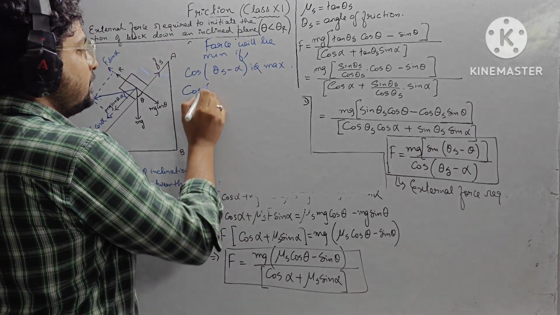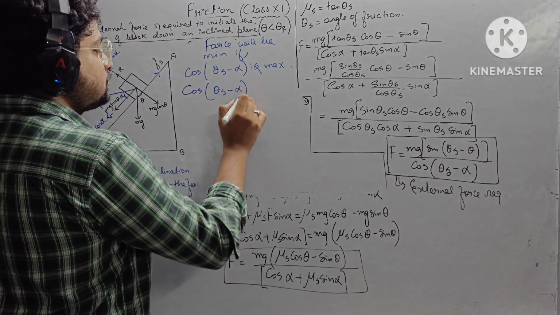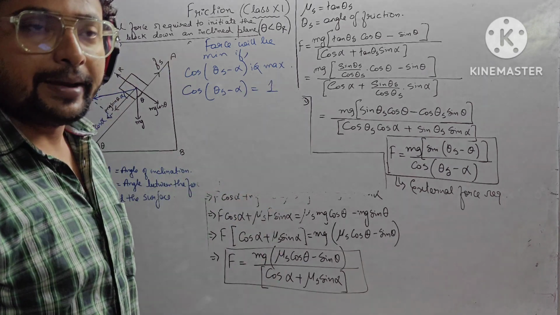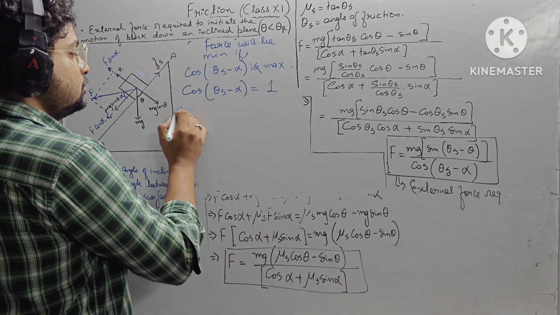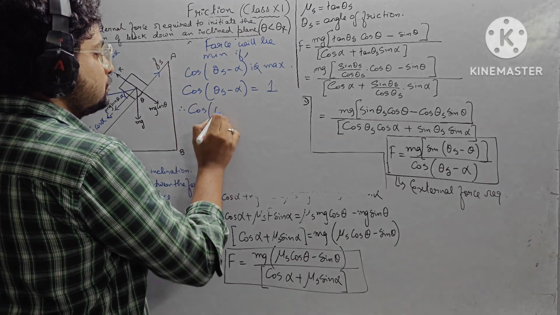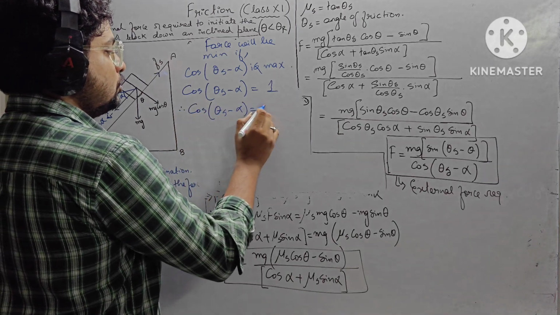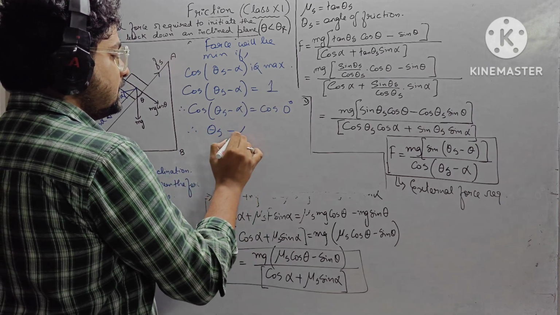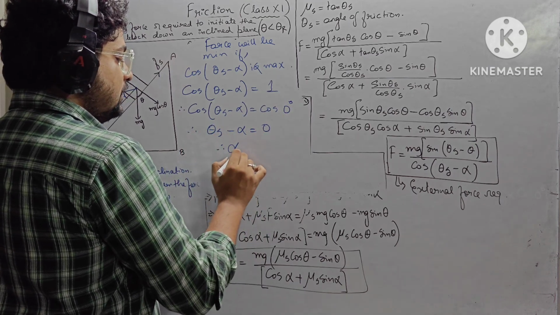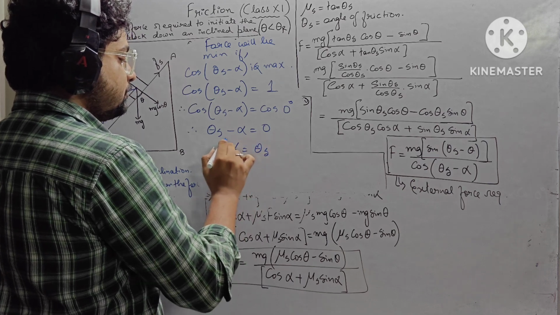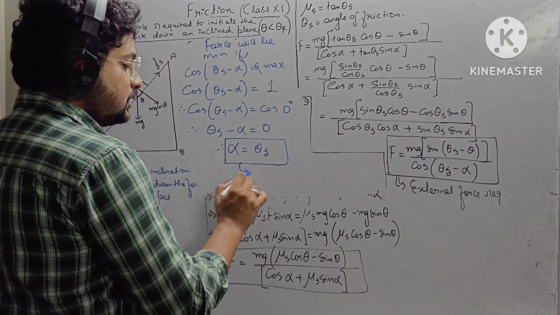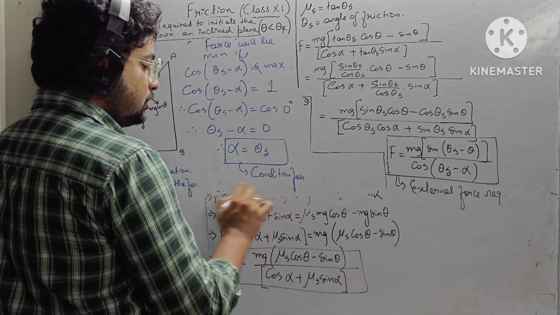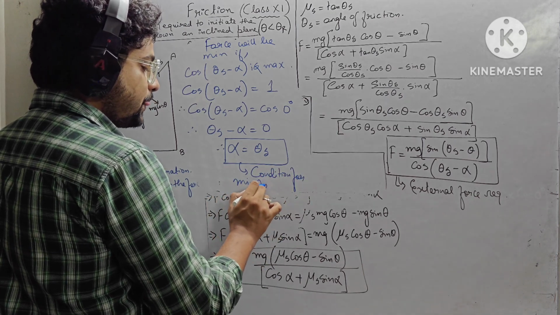Now what is the maximum value of cos theta? The maximum value of cos theta is 1, that is equals to cos 0 degree. Therefore I can write theta s minus alpha equals to 0, so alpha will be equals to theta s. Okay, so this is the condition for minimum force.